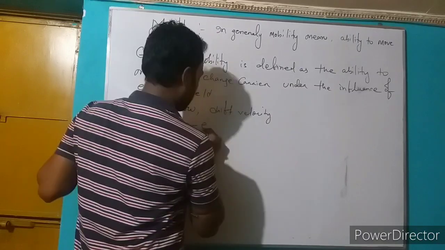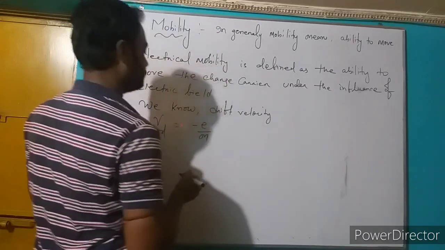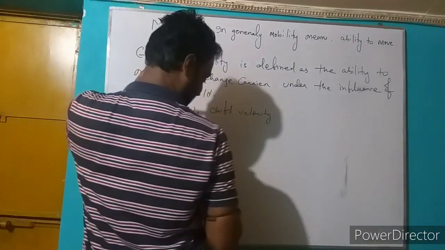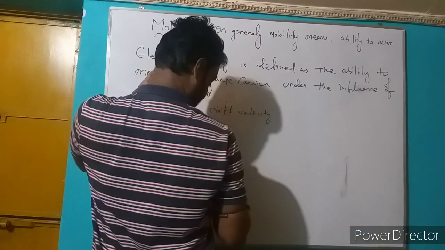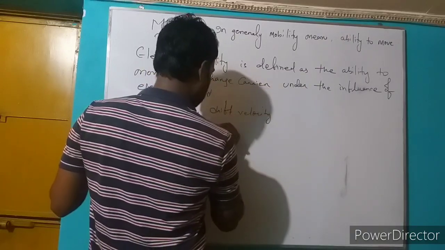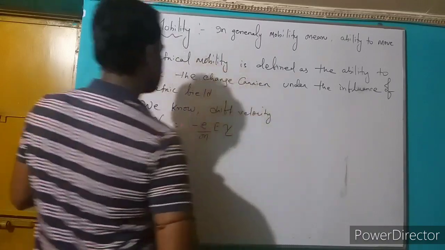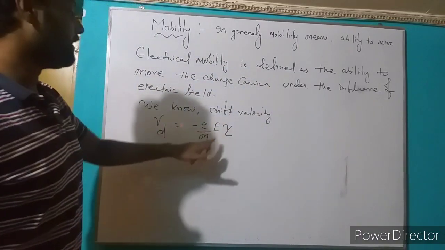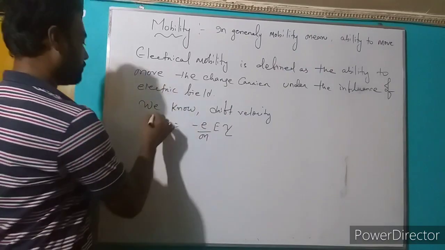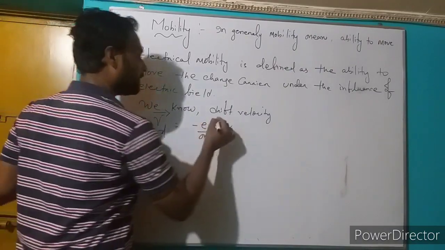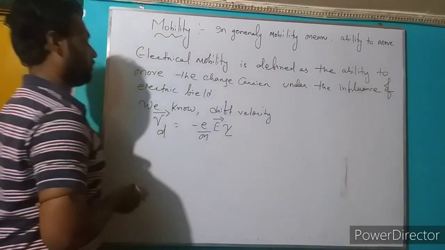Minus E by M into tau. So this is the formula, minus E by M into tau. The velocity is a vector quantity, and the electric field is also a vector quantity.